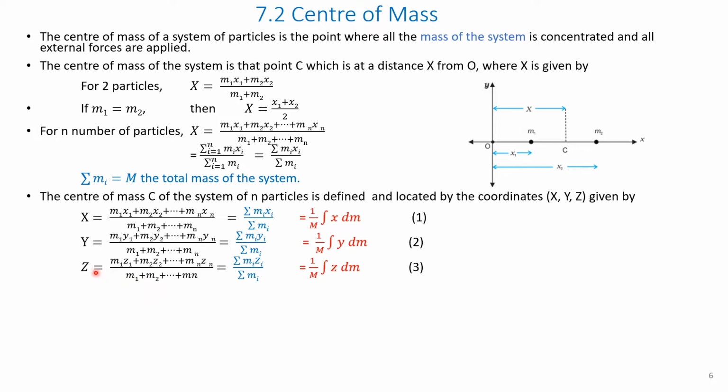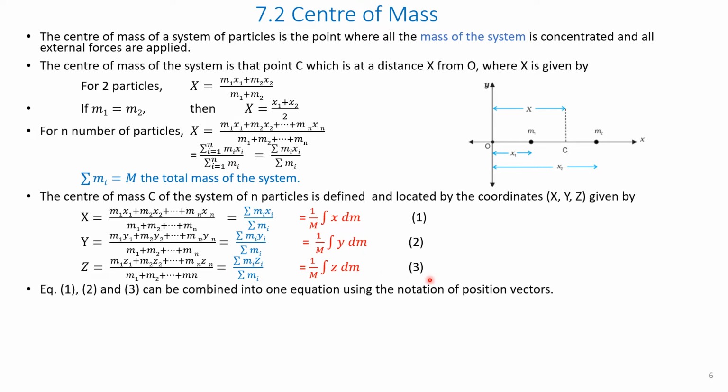And in the z axis, the center of mass will be sigma mi zi divided by sigma mi, that is equal to 1 over M into the integral of z dm in the integral form. Let it be equation 3. These three equations can be combined into one equation using the notation of position vectors.